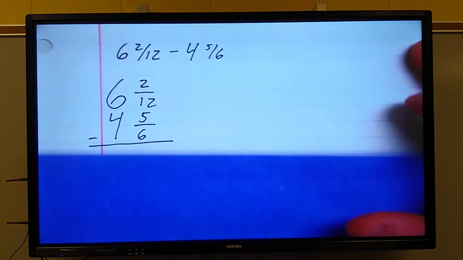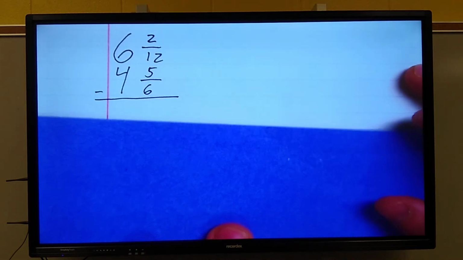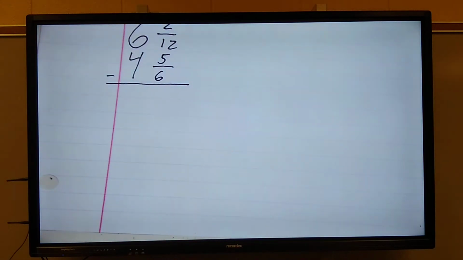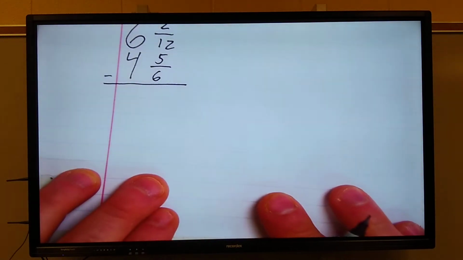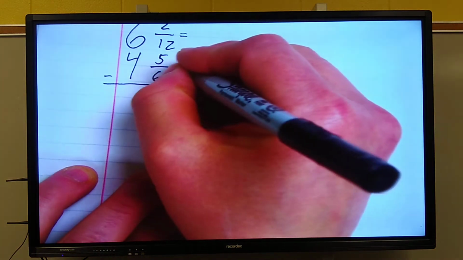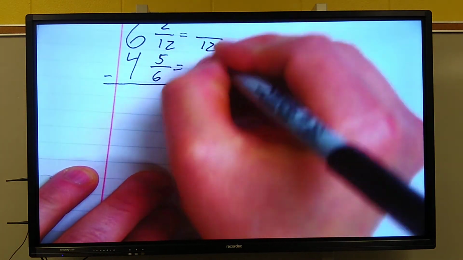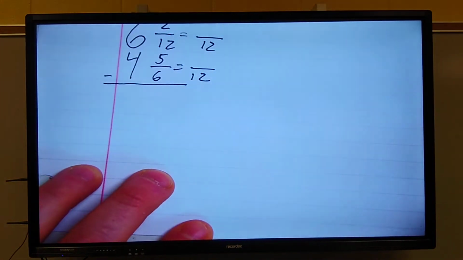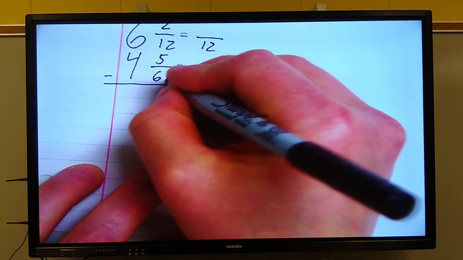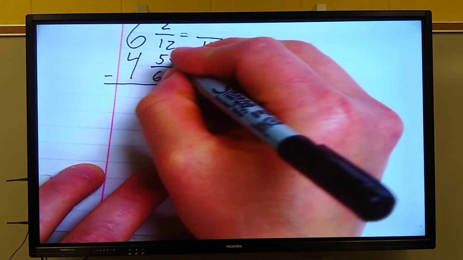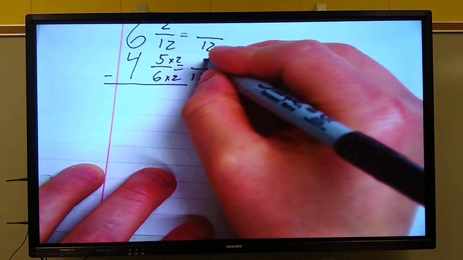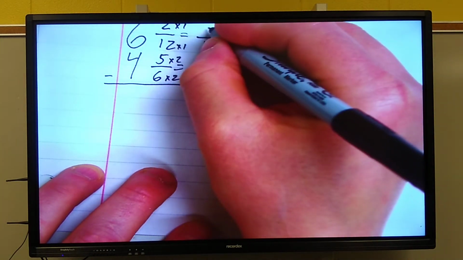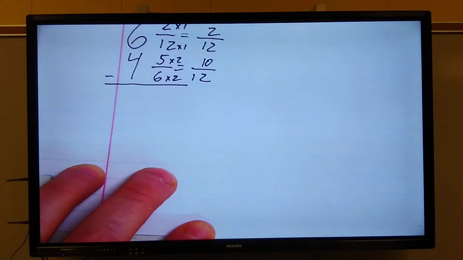All right, let's see how good you did. At least I hope you did good. All right. I have to find my least common denominator. For this one, it was 12. Easy. All right, finding my new numerator. 6 times 2 is 12. 5 times 2 is 10. 12 times 1 is 12. 2 times 1 is 2.